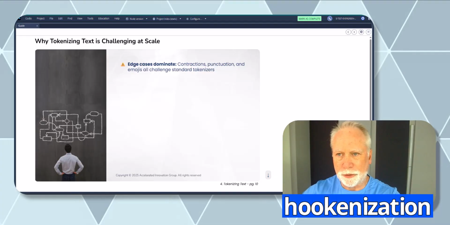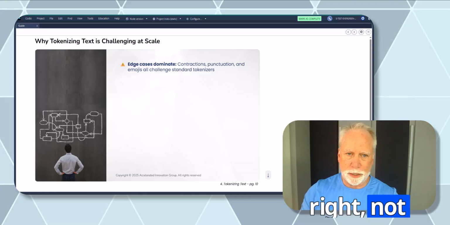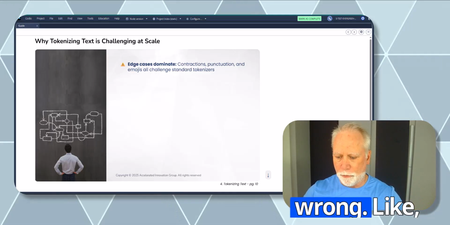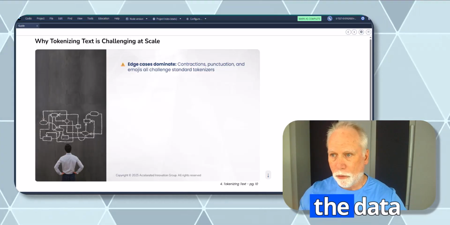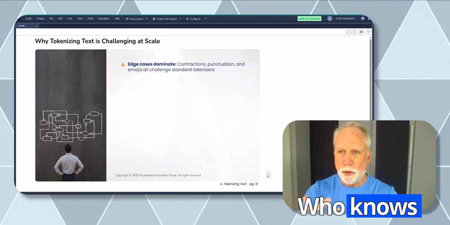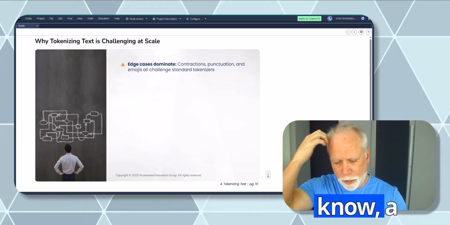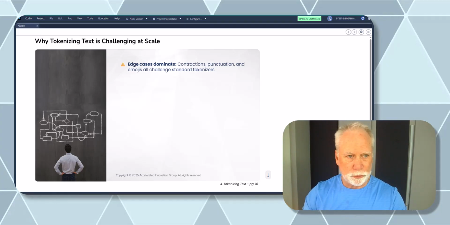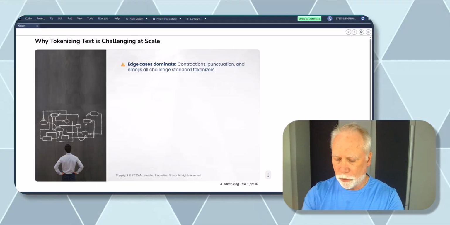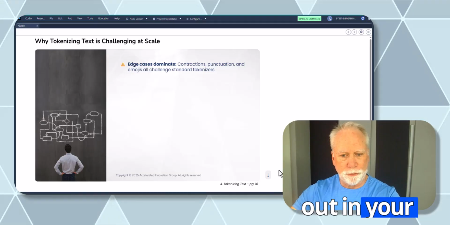So why is tokenization such a challenge at scale? Well, part of the reason are the edge cases, right? Not only contractions, punctuations, but you have emojis and you have text coming in from, let's say you're pulling in all the data from your SharePoint site, right? All that's unstructured. Who knows what it looks like, right? So even if you're doing some sort of tokenization to put it into a vector store, it would help to do some sort of normalization and pre-cleanup of that data before you chunked it up and put it into your vector store.